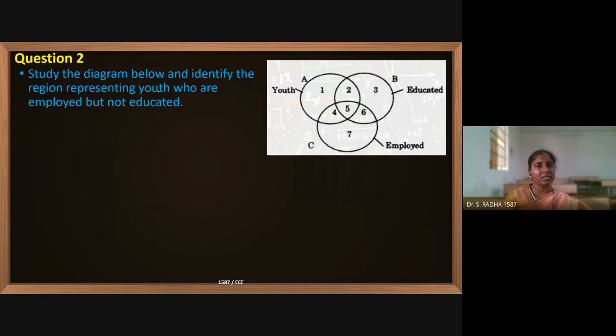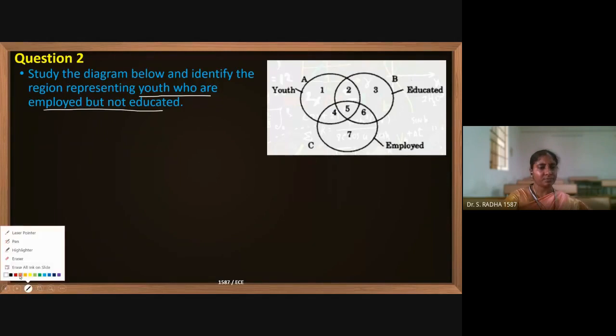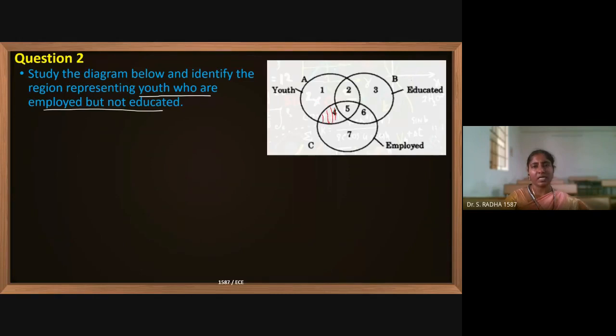I just explained what each portion in this diagram represents. What they are asking is the region representing youth who are employed but not educated. It should not come in educated, so the B circle should not touch at all in our answer, because we want not educated. Youth who are employed: youth and employed. The answer is 4, this region. I will take another color. Only this portion gives youth as well as employed. So the answer is 4. If you are getting the answer, kindly post in the chat box.